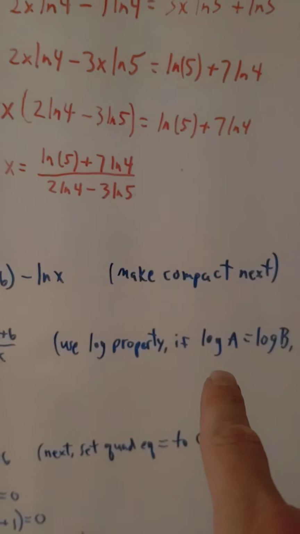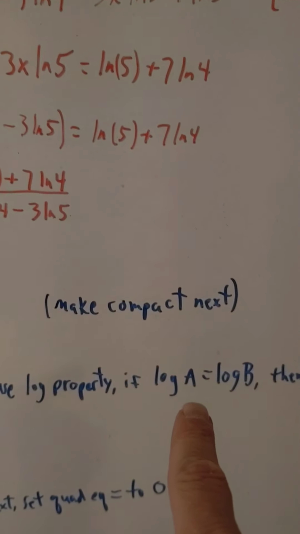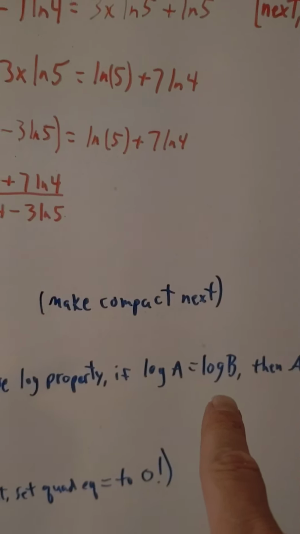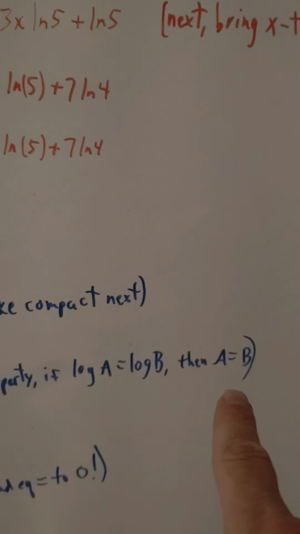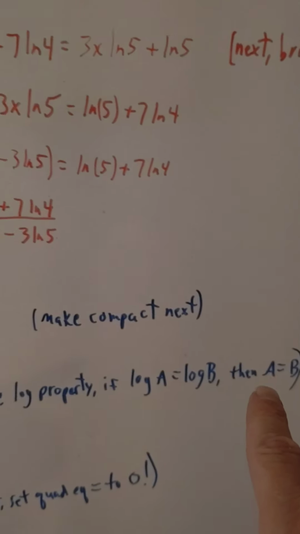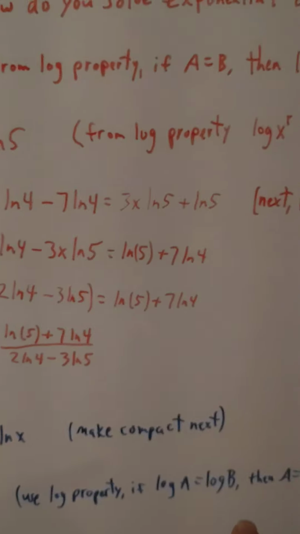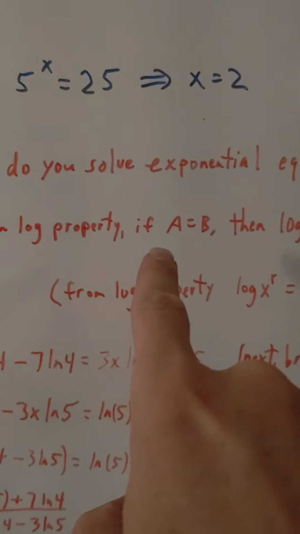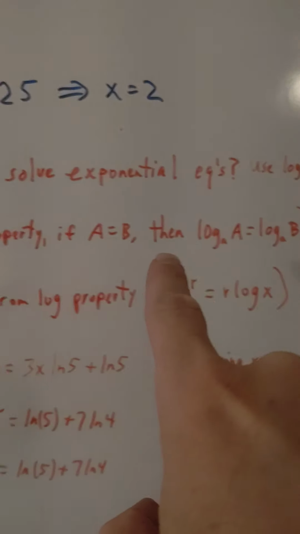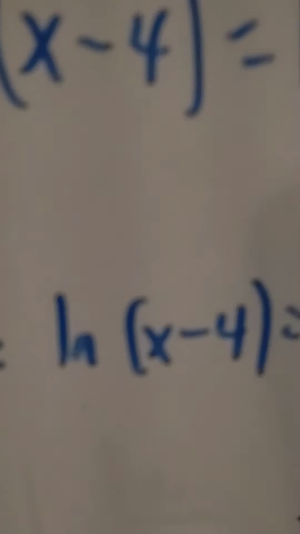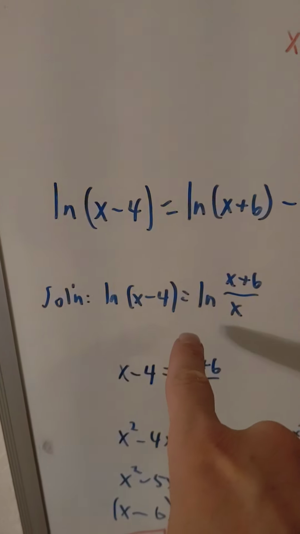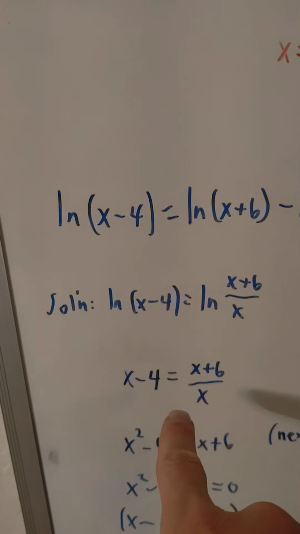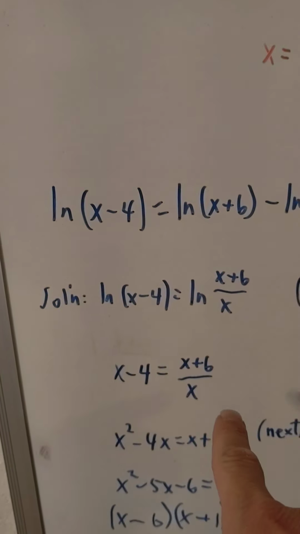And what property am I going to use next? This property right here. If you have log of some argument equals a log of some argument, if that's true, then that's going to be true as well. So it's kind of like the reverse of the property we did, like this one here. Same idea. Okay, so notice that's a good idea to do. So you can just kind of drop the logs, basically. The arguments, set them equal to each other.